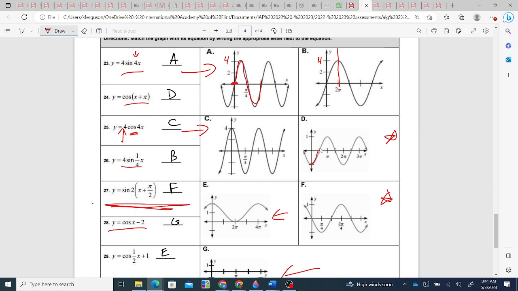Well, from right here, that's 1 cycle. Right here, where's my 2 pi at? So I've got, that's 1 cycle. And it's not 2 pi. So that's how I know that that one's F and that one's D. So you can do process of elimination to figure these out if you're having problems just recognizing it. Does anybody have any questions on this?